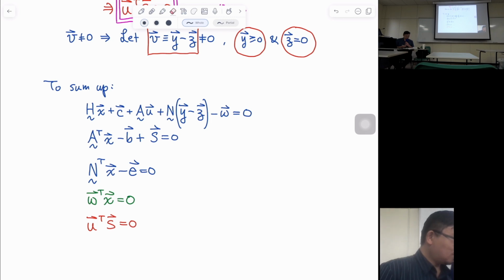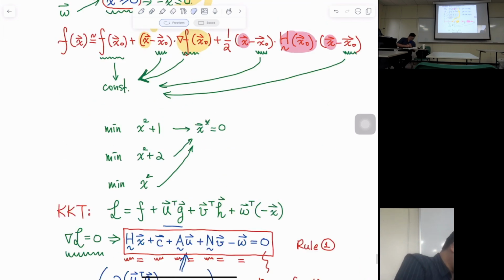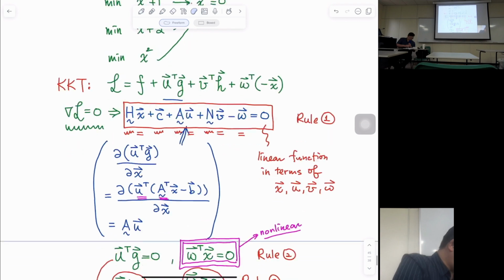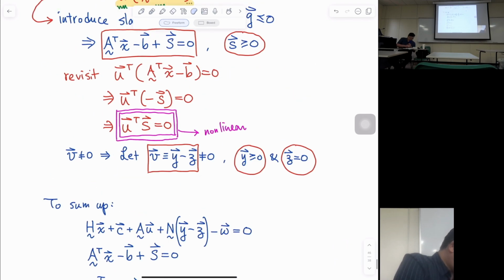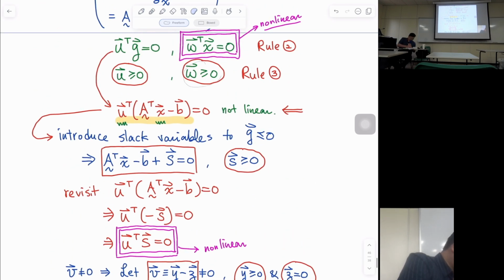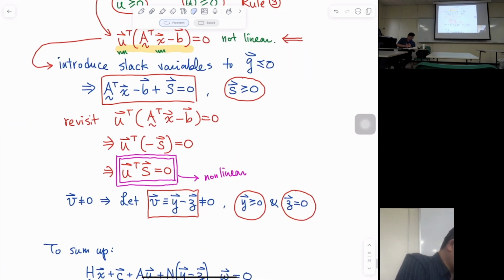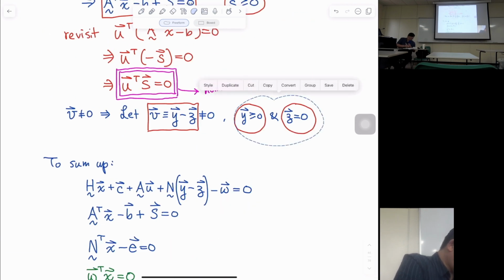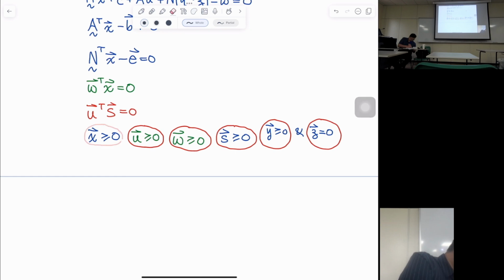Yeah? Now, let's take a look at all the variables that we mentioned and circled by the red circles. Okay, first thing, of course, our X has to be positive. Okay? What else has to be positive? All the Lagrangian multiplier. Okay, here we have this Lagrangian multiplier positive, yes. How about V? We don't have V anymore. How about W? Yes, this part positive. And when we introduce slack variables here, positive as well. And we introduce the Y and Z to describe the V Lagrangian multiplier.